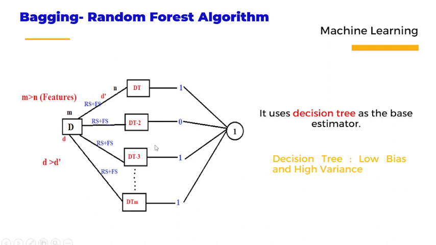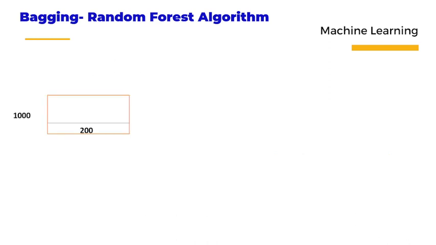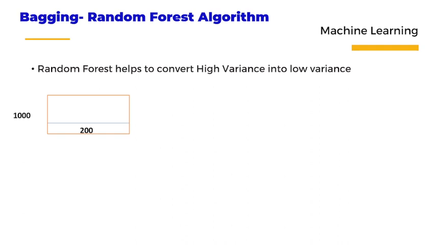So in random forest, we are using multiple decision trees, and each tree will have the high variance problem. But when you combine all the decision trees with respect to the majority vote, that high variance problem is converted into a low variance problem. We will see that with the help of an example. Here you can see, suppose in my data set a total of 1000 records are there.